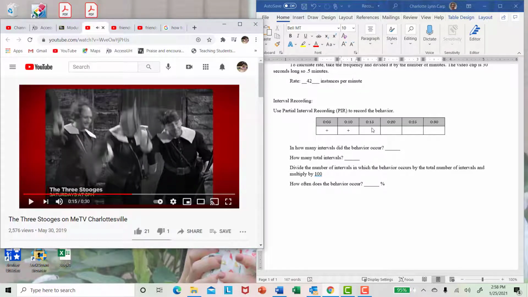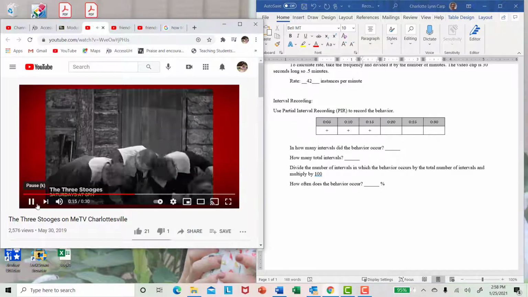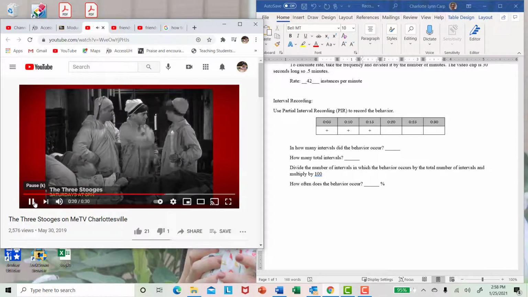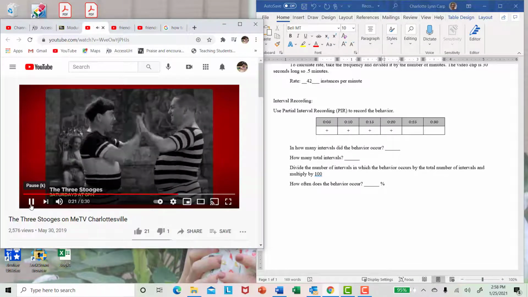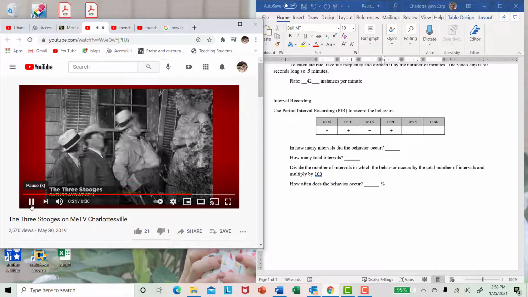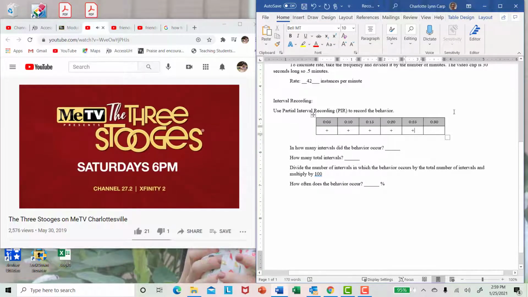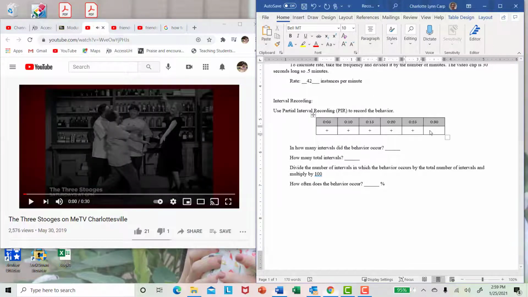All right, behavior occurred, so at least once, so we're going to put a plus. All right, behavior occurred, so we're going to put a plus. And behavior has already occurred, so we put a plus for that interval, and behavior is occurring again in the last interval. So we get a plus there as well. So we actually had pluses throughout the whole time.